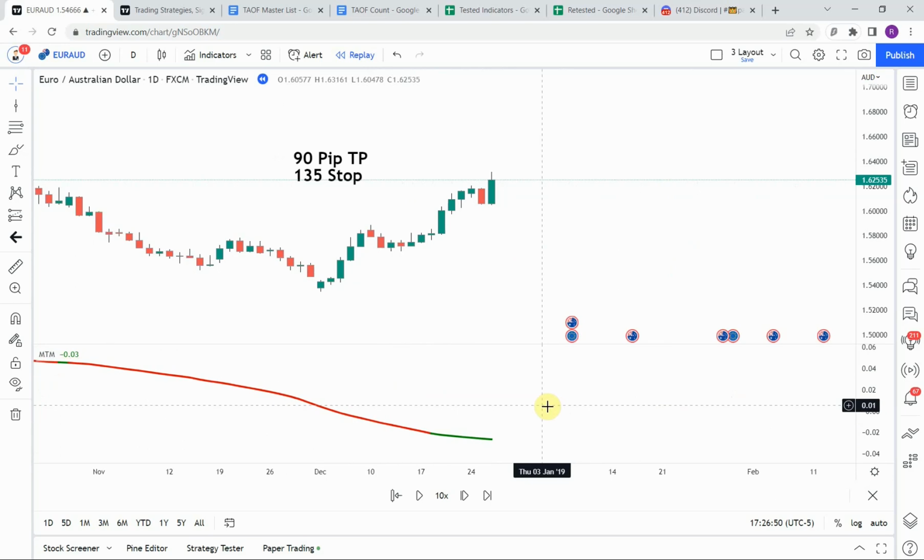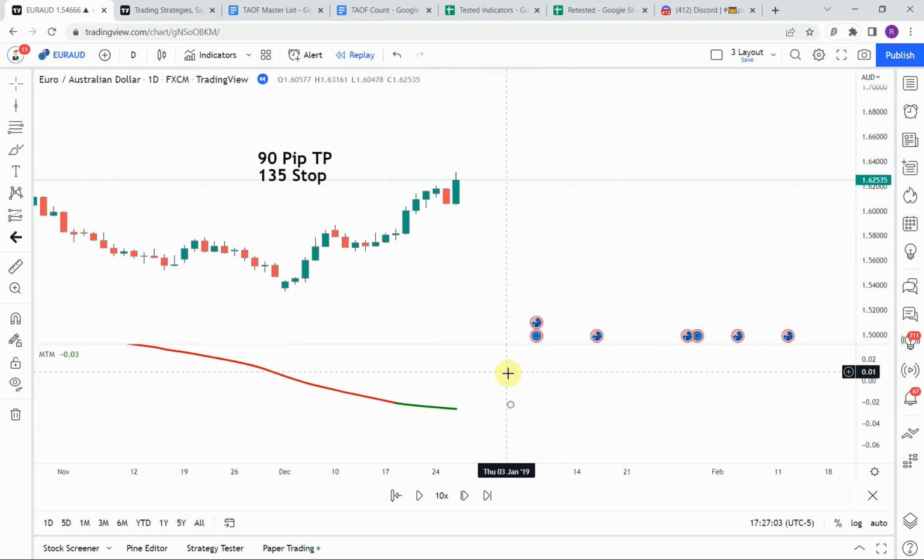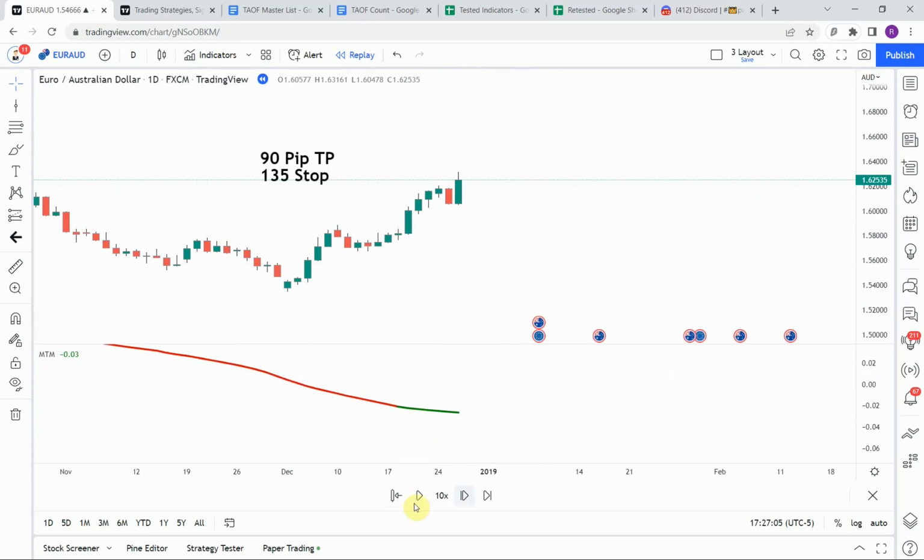And so that's what we're going to be looking for as our trading signal. So when we get the green coloration of the line here, we are going to go long. When we get a red coloration, we are going to go short. Let's go ahead and get on with the testing and see what we can get out of it.